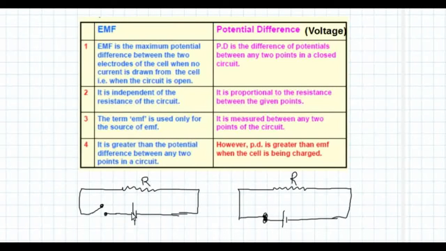So you are measuring the EMF across these positive and negative electrodes, and you are measuring voltage across any part of the circuit. So between the two ends of R, you can measure the voltage. Across the two electrodes of the cell, you can also measure the voltage. That is the difference. Fourth point, EMF is greater than the potential difference between any 2 points in a circuit. On the other hand, voltage is greater than the EMF when the cell is being charged. Otherwise, normally voltage will be less than the EMF.